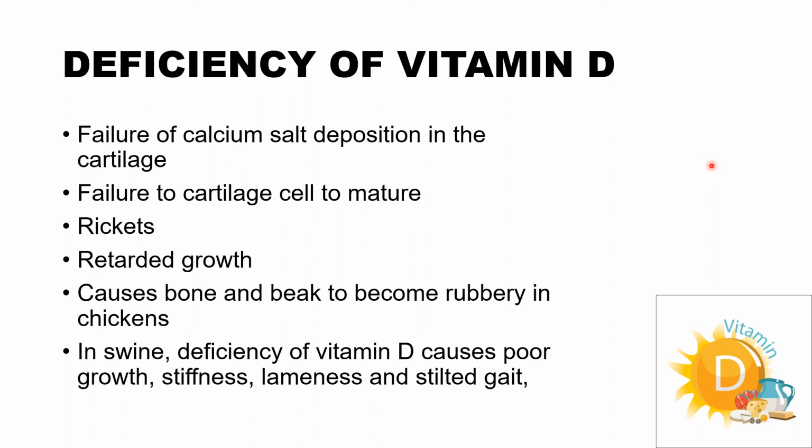So, when you have a deficiency of vitamin D, ito yung mga diseases na or mga complications na pwedeng mangyari. So, first, failure of calcium salt deposition in the cartilage. Then, deficiency of vitamin D also result to a failure for the cartilage cell to mature. Then, vitamin D deficiency also result to rickets na tinatawag, and then retarded growth. As well as, because it helps in the absorption of calcium and phosphorus, deficiency of vitamin D can cause bone and beak to become rubbery in chickens.